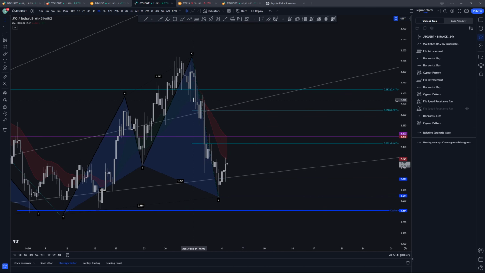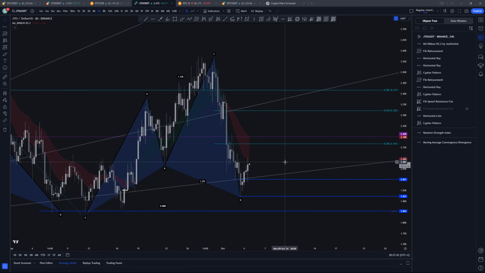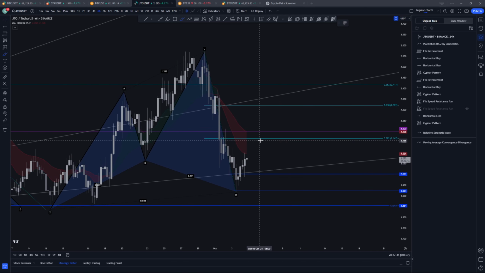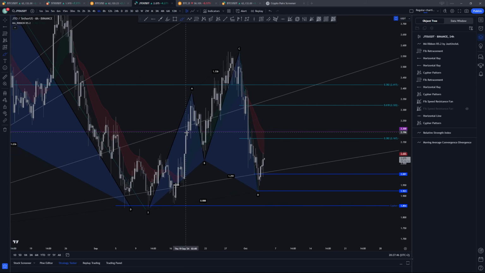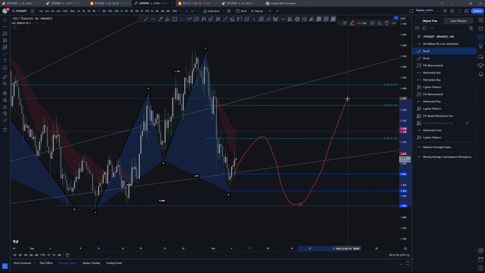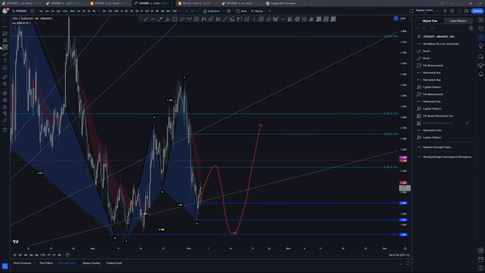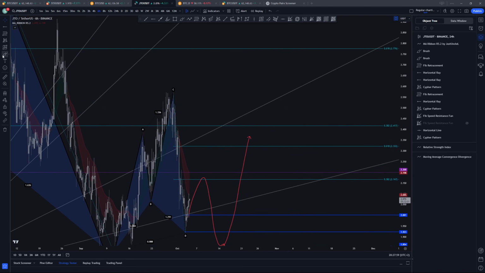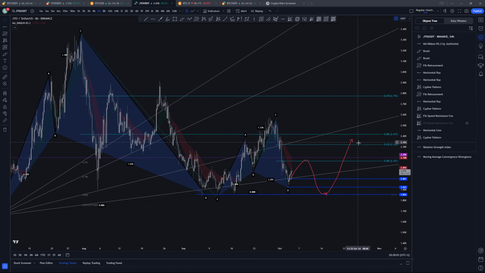We could kind of reject from this dynamic support resistance over here. But in general, this is the target. Ideally, we want to look for this. We want to see this 382 get tapped. We want to go back down, break the lows, and then go back up, not only to this 618, but also to this one. So that is what we would look for.